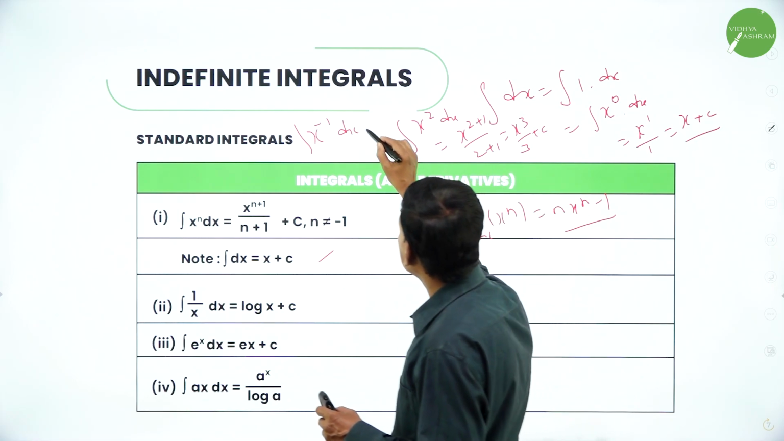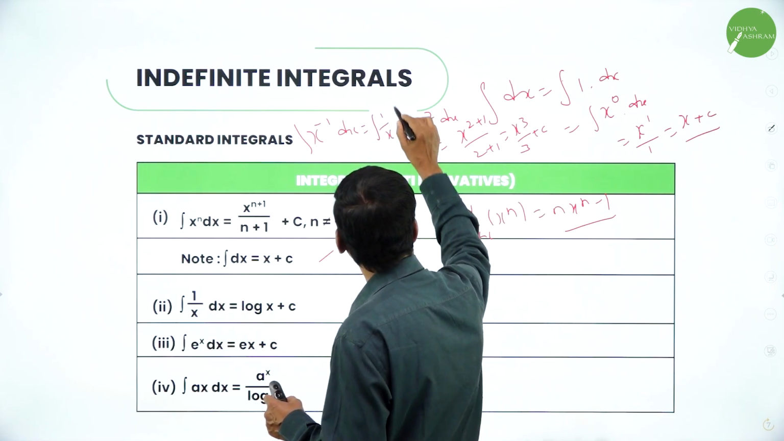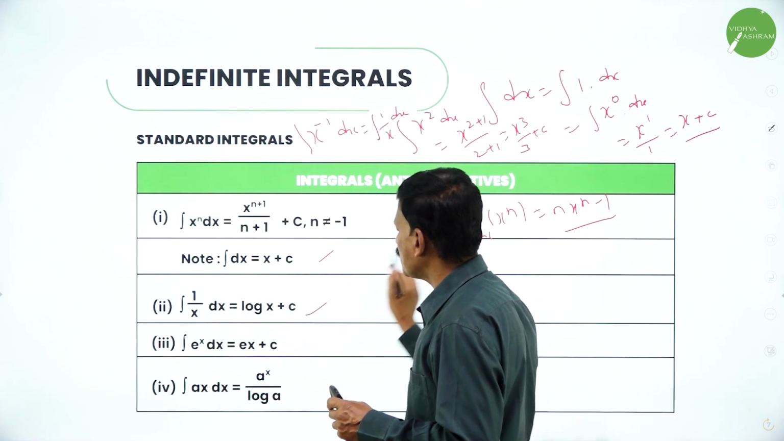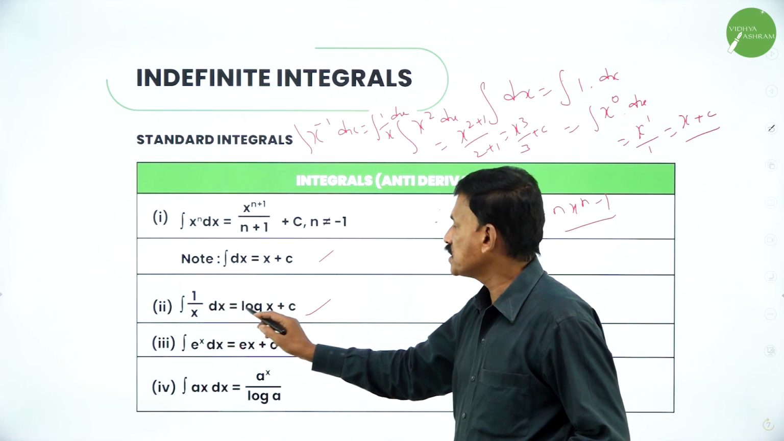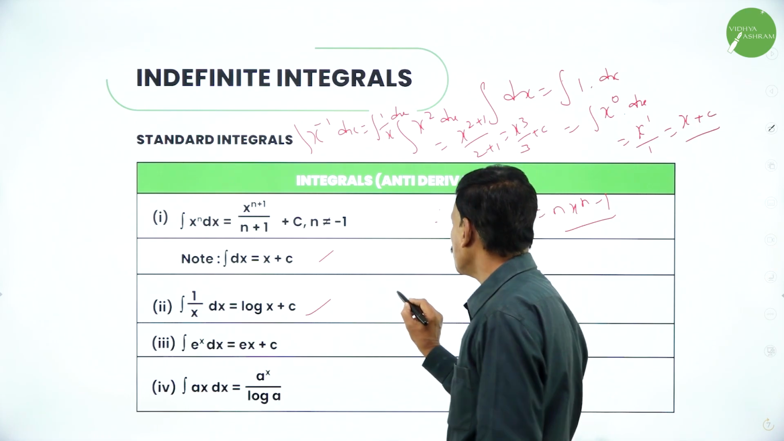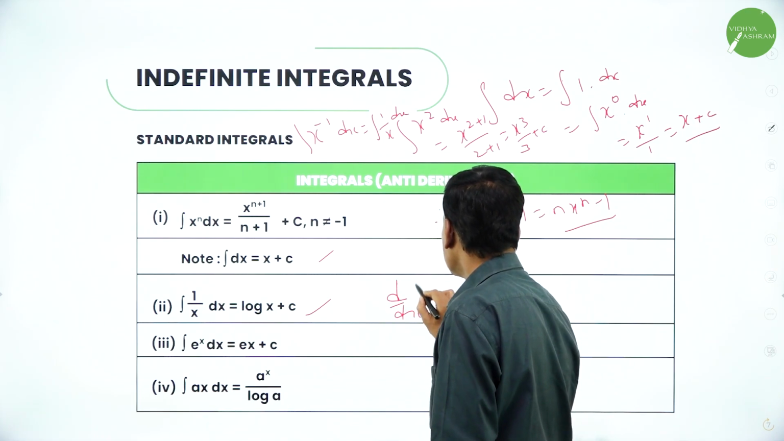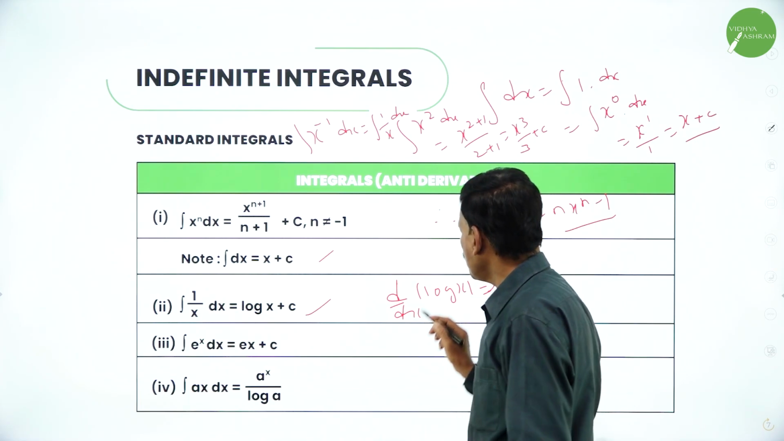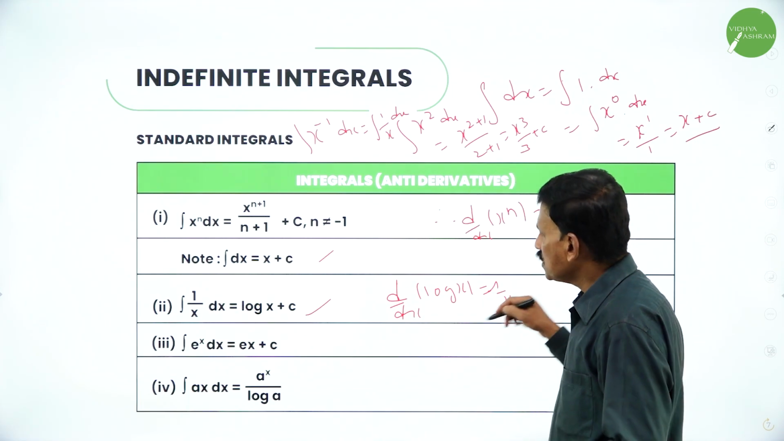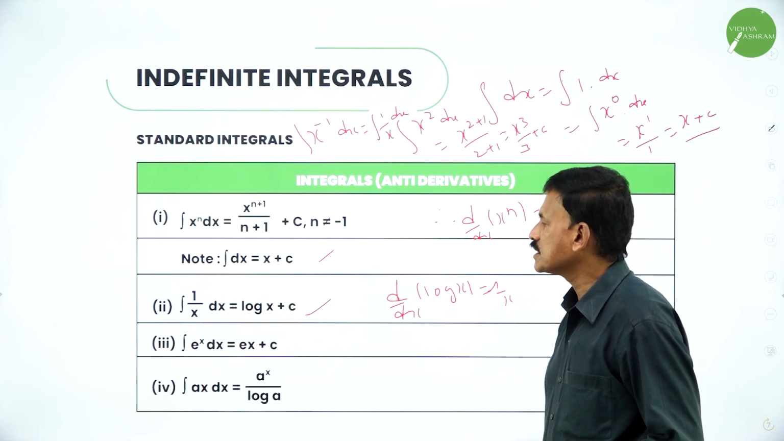So therefore this can be written as the integration of 1 over x dx. So what is the integration of 1 over x? It is log x. Let me explain. Integration of 1 over x dx is equal to log x. As you know, the differentiation of log x is equal to 1 over x. So d by dx of log x is 1 over x. Integration of 1 over x dx is log x.